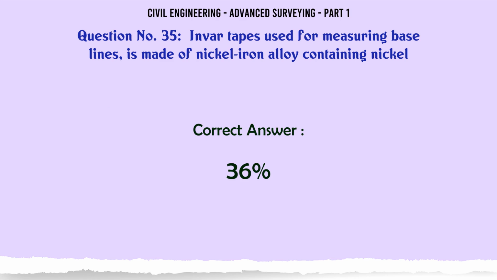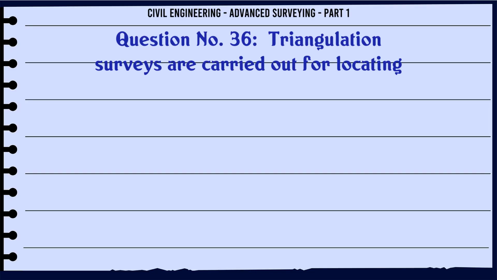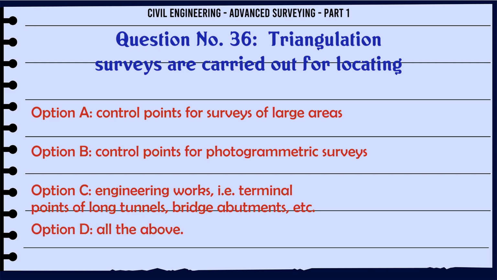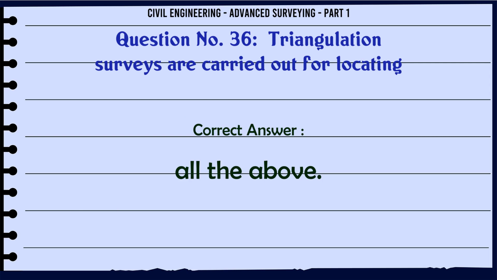36%. Triangulation surveys are carried out for locating A. control points for surveys of large areas, B. control points for photogrammetric surveys, C. engineering works i.e. terminal points of long tunnels, bridge abutments, etc. D. all the above. The correct answer is all the above.